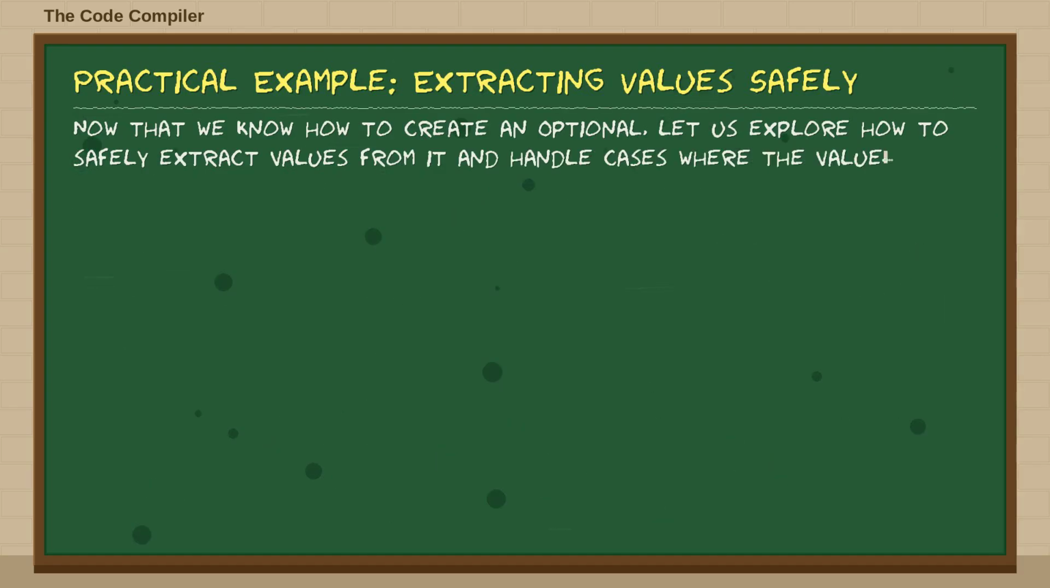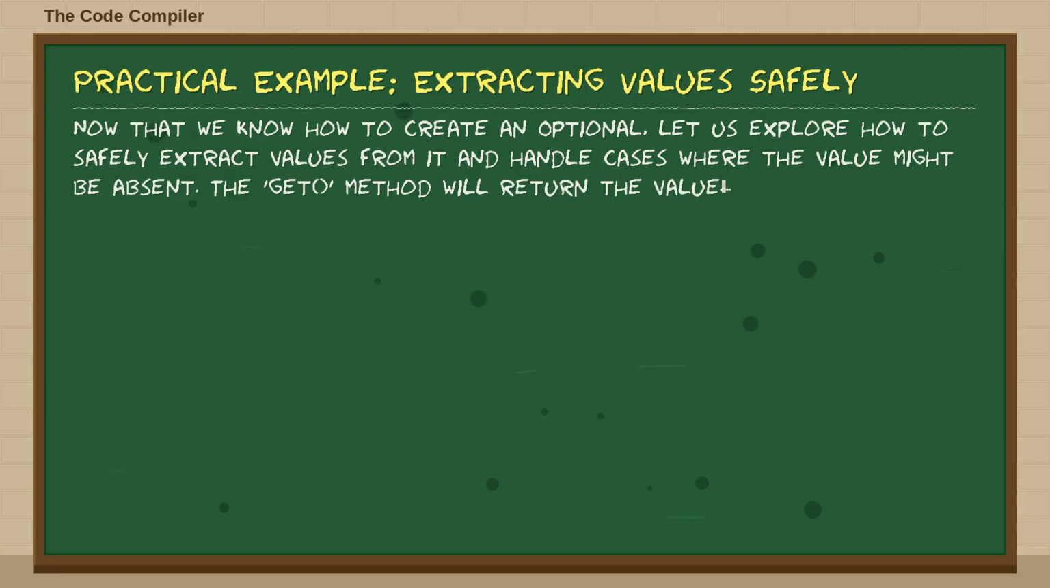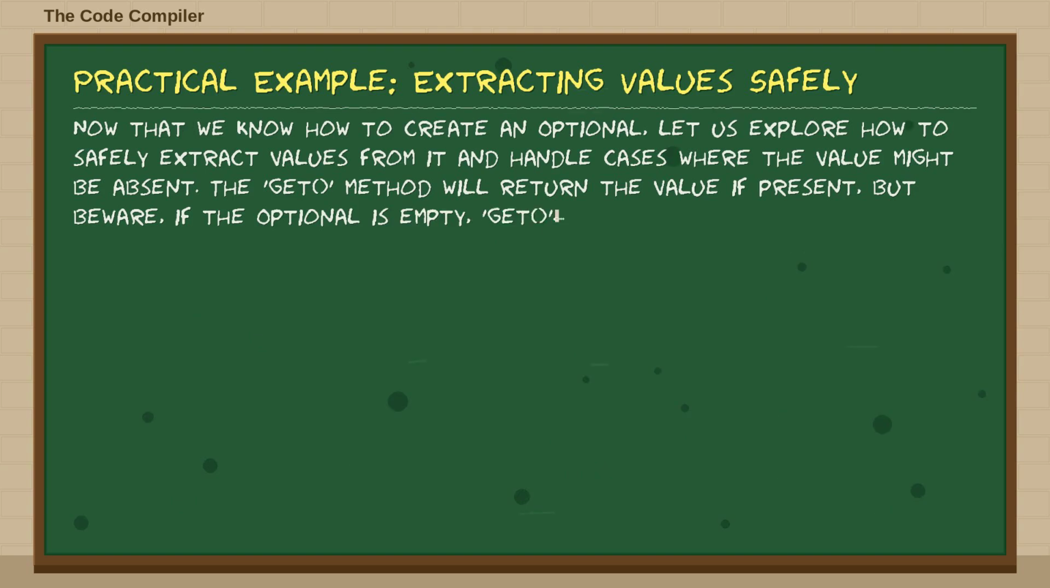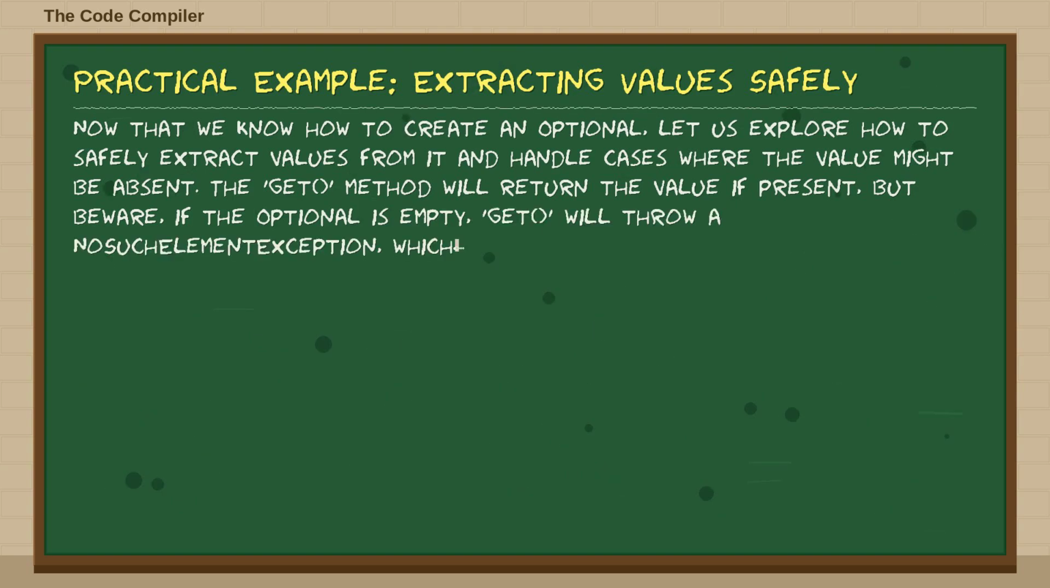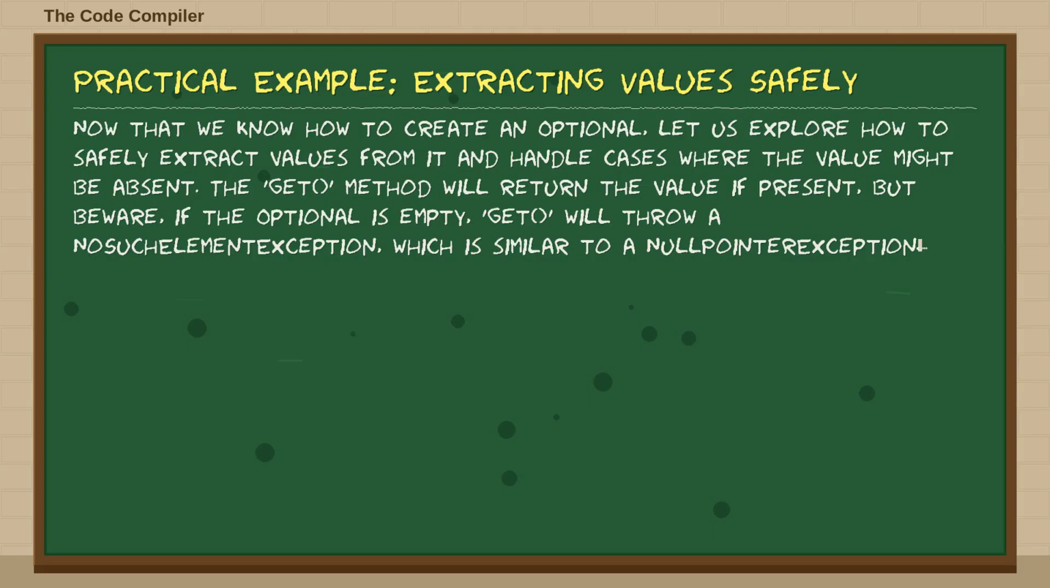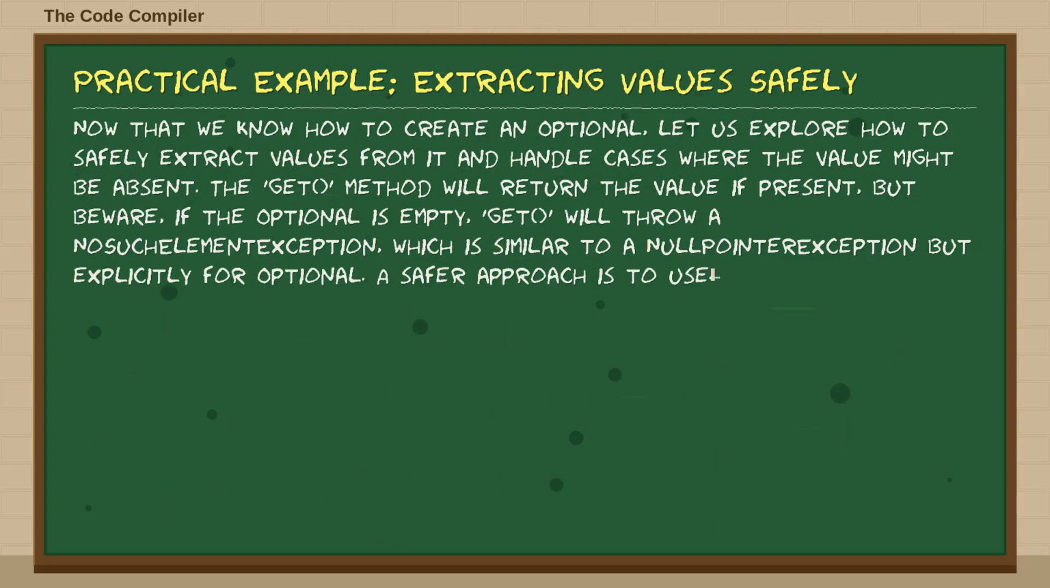The get method will return the value if present, but beware, if the Optional is empty, get will throw a NoSuchElementException, which is similar to a null pointer exception but explicitly for Optional. A safer approach is to use orElse(defaultValue), which returns the contained value if it is present, otherwise, it returns the provided default value. This is incredibly useful for providing fallback options.